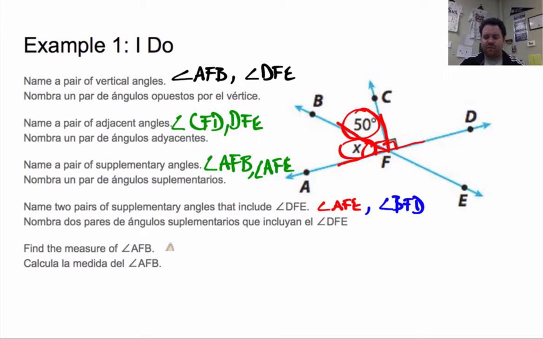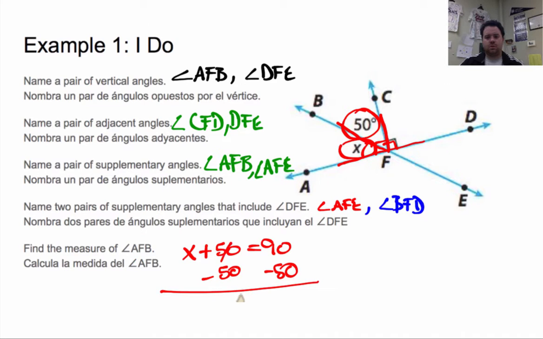So angle AFB and angle BFC together make 90 degrees. So that means that my angle x plus 50 degrees has to equal 90 degrees. So now I'm just solving for x. Take 50 away, and I find out that x equals 40 degrees.